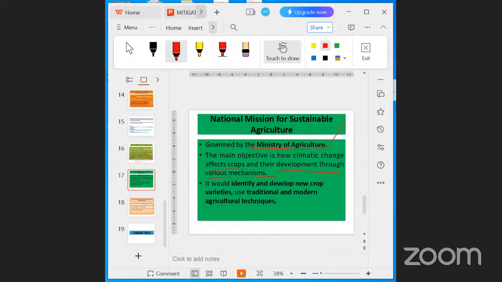So for example, in areas where there are more rains, it focuses on integrated farming, use of water efficiency, soil health management, etc. Right? So it works towards devising strategies to make Indian agriculture less susceptible to climate change. And it would identify and develop new crop varieties and also use traditional and modern agriculture techniques.